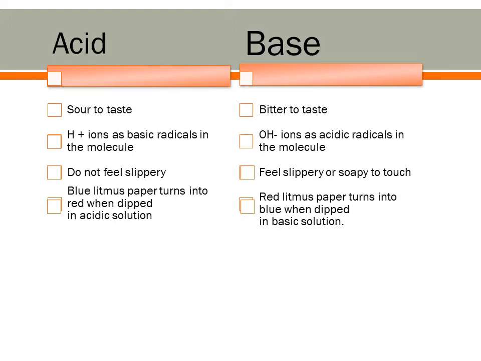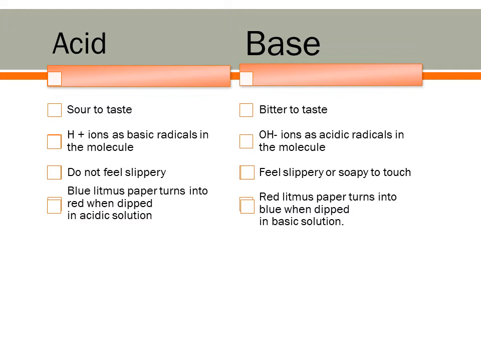Now we will see the basic difference between an acid and a base. Acid is sour to taste, whereas bases are bitter to taste. Acids give H plus ions as basic radicals in the molecule, whereas bases give OH minus ions as acidic radicals in the molecule. Acids do not feel slippery to touch, whereas bases feel slippery or soapy to touch.